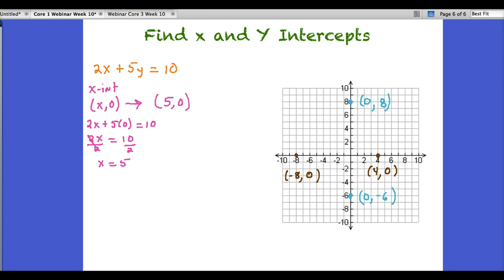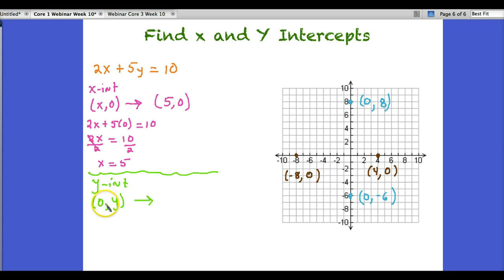Okay, let's do the same thing then for y. If I'm going to do my y-intercepts, again, I'm kind of at an advantage because I already know that x is going to be 0, and I'm going to try to find my y-intercept. I don't know what that is yet.